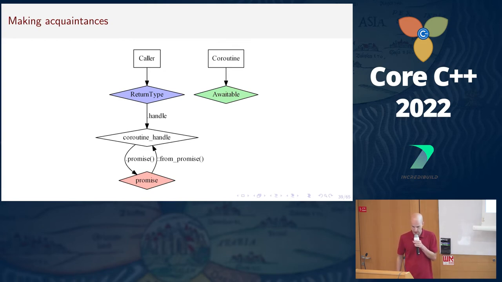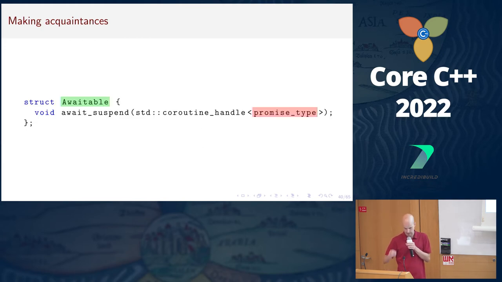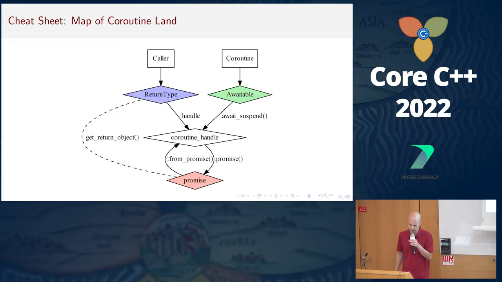And now the only odd one out is the awaitable. And if you think back, the point where the awaitable intersects with the rest is on the await suspend function. Because the await suspend function gets passed the coroutine handle to the coroutine that is about to be suspended as an argument. If I don't take the type erased version, but the version with the concrete promise type, the promise shows up right here. And with that, we have the complete map. Now we have all the connections. And we will see now in a few examples how that actually helps us solve real problems.